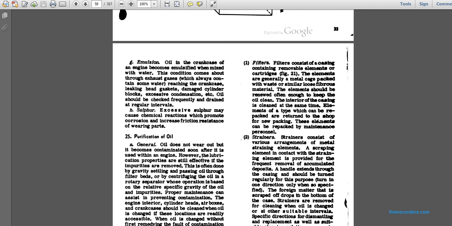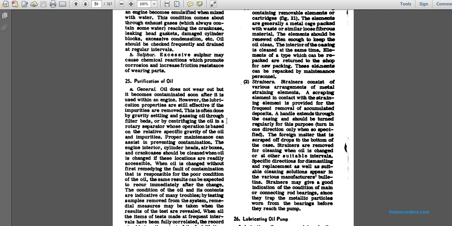1. Filters consist of a casing containing removable elements, and the cartridges of the elements are generally a metal cage packed with waste and similar loose fibers. The elements should be renewed often enough to keep the oil clean. The interior of the casing should be cleaned at the same time. The elements of the type which can be replaced may be returned to the shop for new packing, and the elements that can be packed and repacked by maintenance personnel.